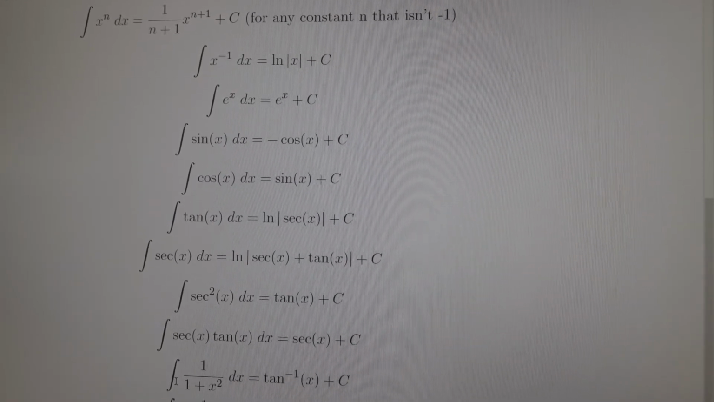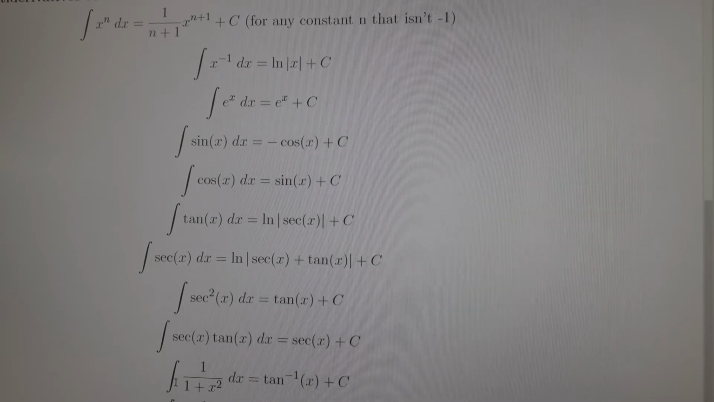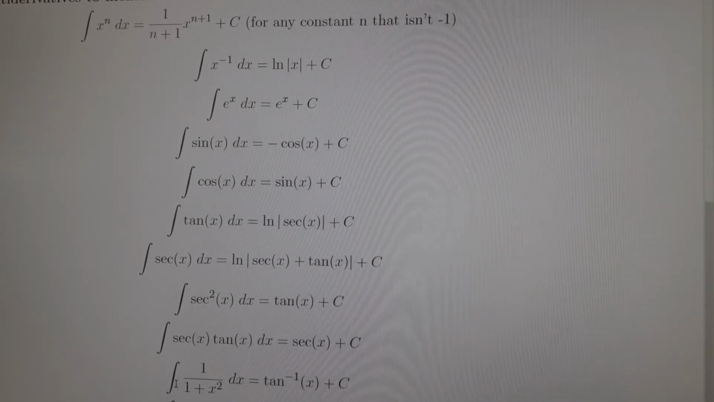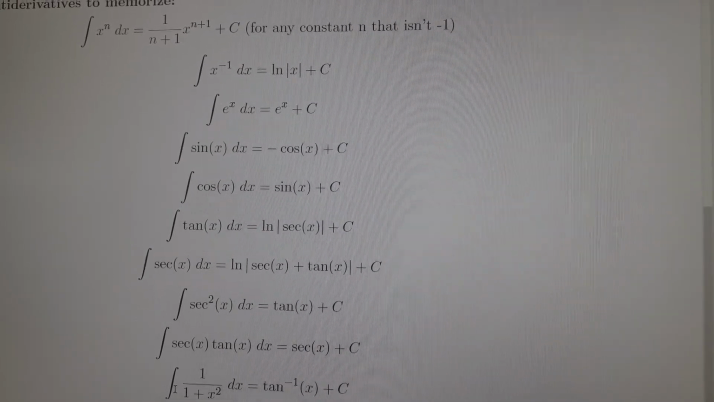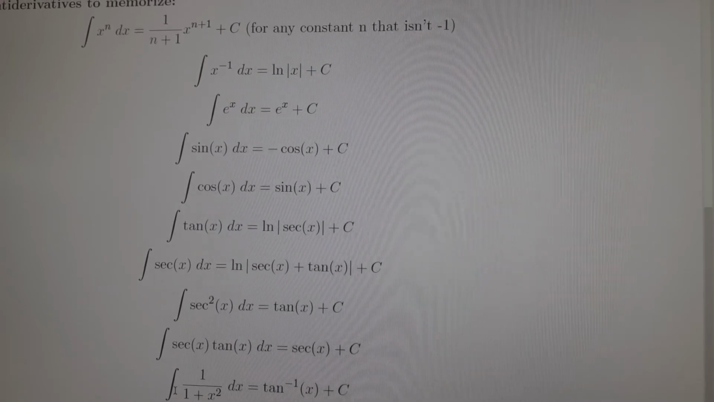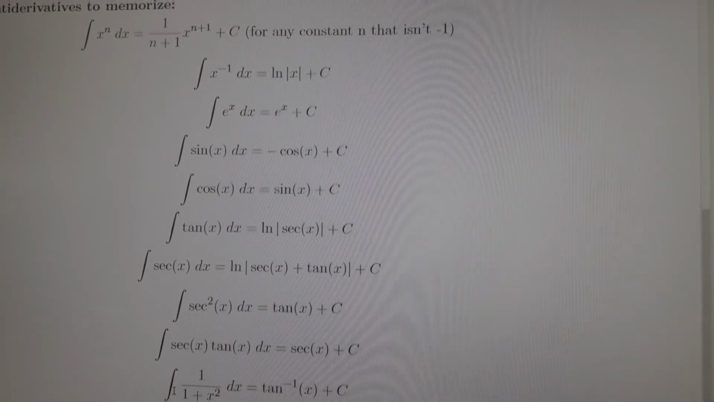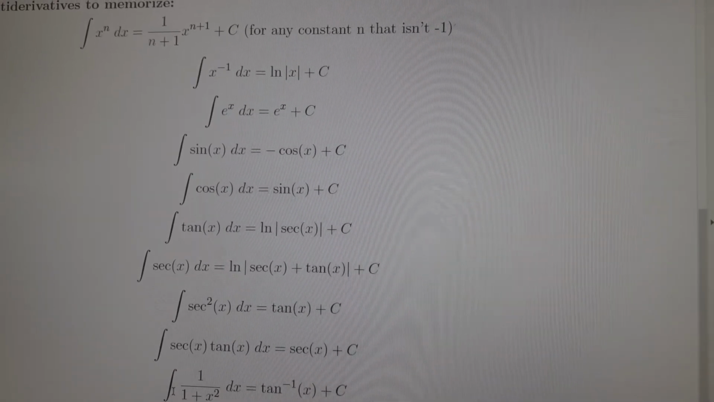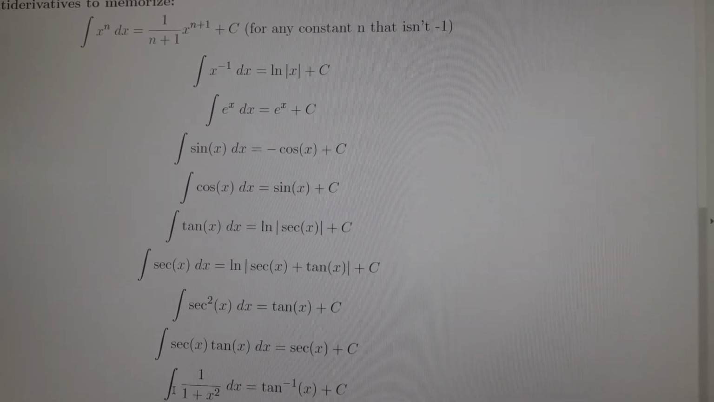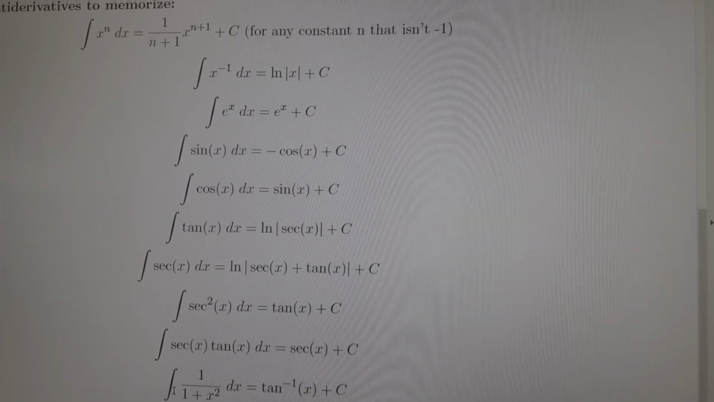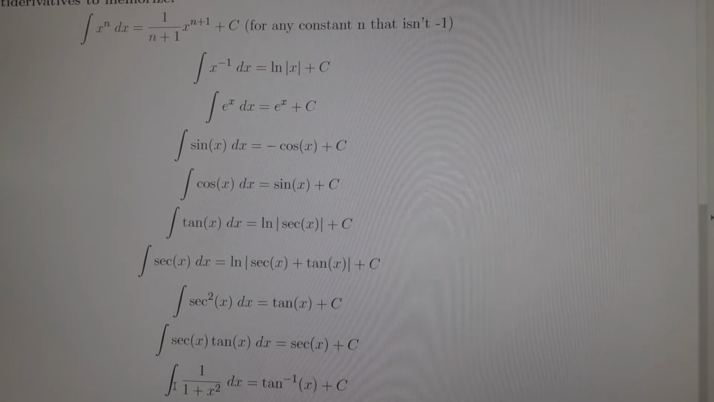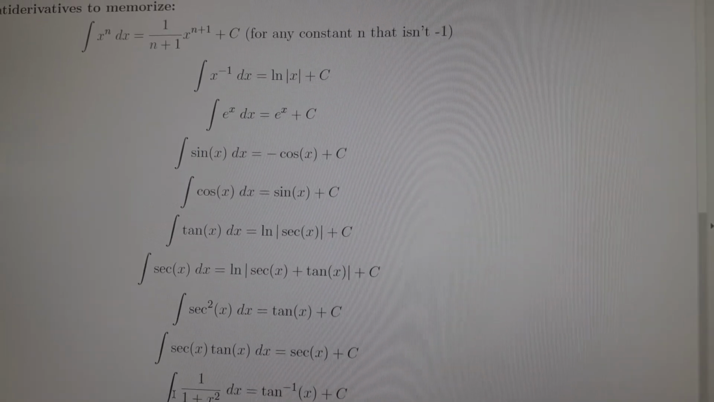Techniques of integration are things that we learn in Calc 2 mostly. They include U substitution, integration by parts, and also other things like partial fractions and what we call trig substitutions, and there's probably more I'm forgetting about right now. But today we're going to talk about U substitutions.